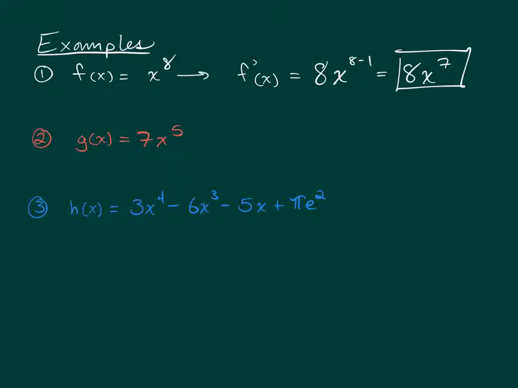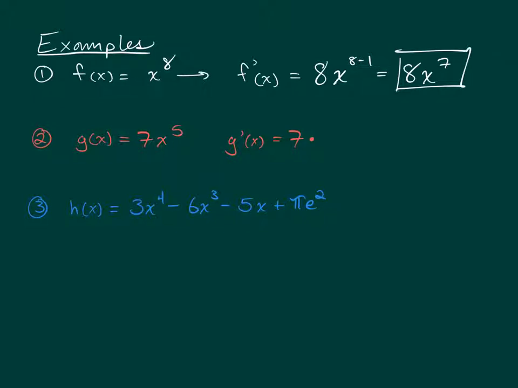Here's how this is going to work. You're going to pretend like this 7 isn't there. It's just going to come along for the ride. So over here, when we're finding g prime of x, I'm going to have 7 times. I'm going to use the power rule because I see I have x to a number power. So x to the 5th power.